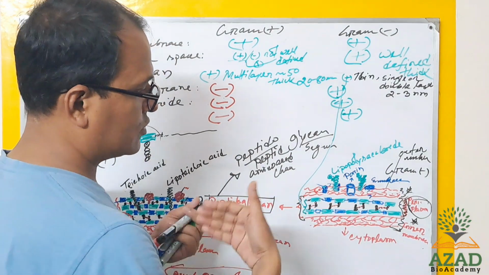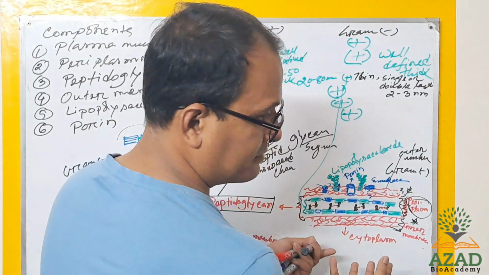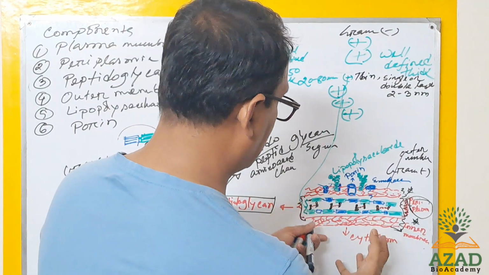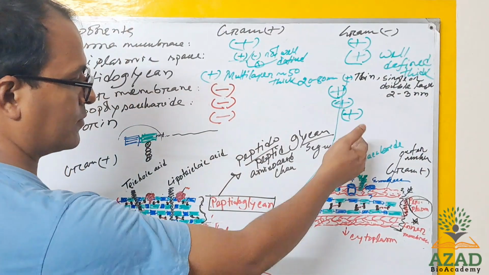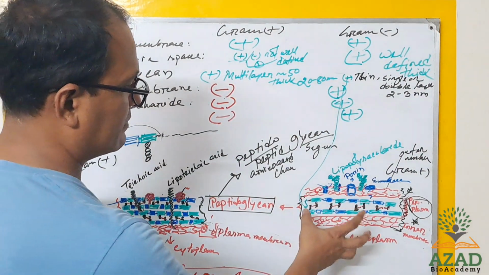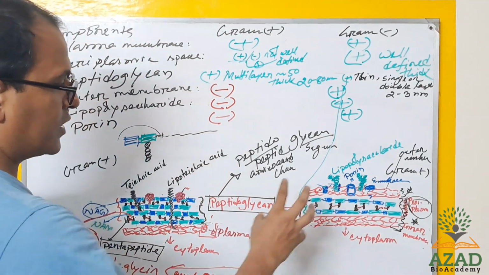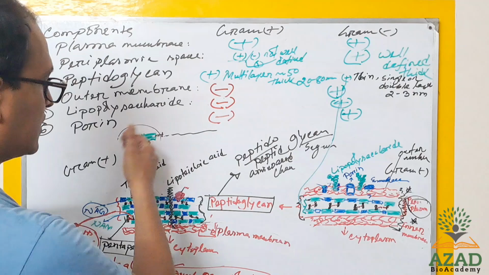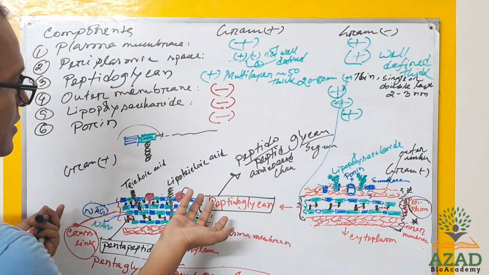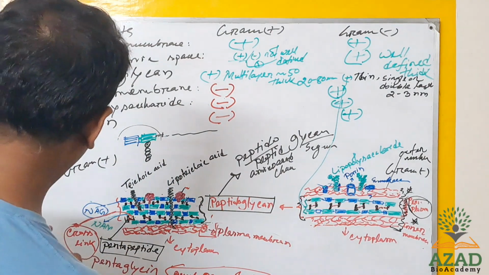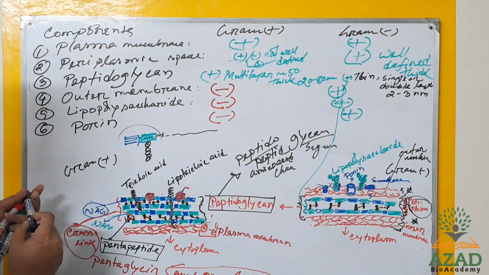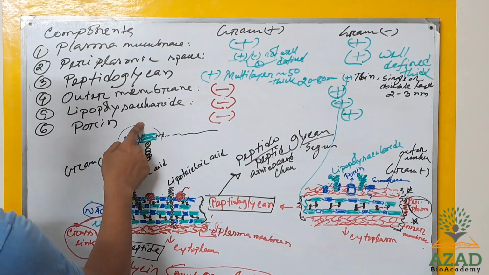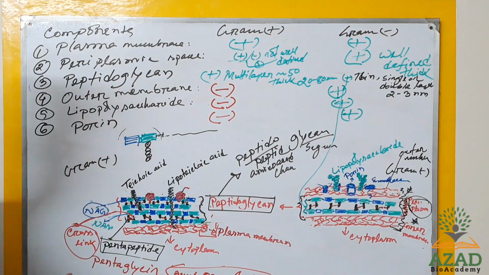Also, gram-negative bacteria will efflux unwanted substances through the porin. That means in gram-negative bacteria, the porin is an important part of the outer membrane. But here no outer membrane, no porin. Okay, so now I will go for another thing.